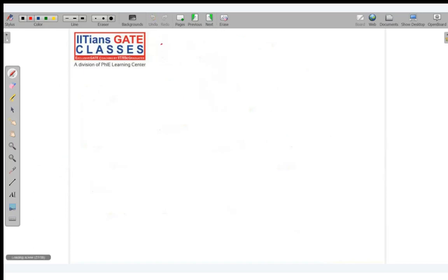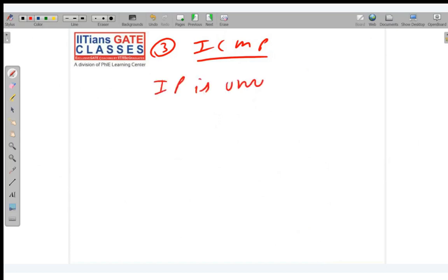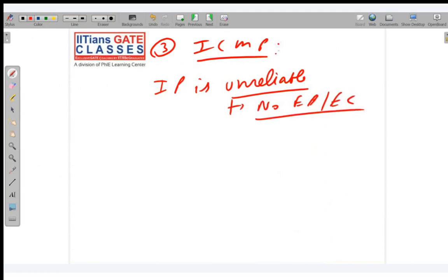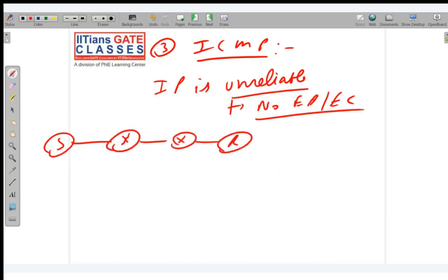Third is ICMP, Internet Control Message Protocol. I have told you that IP is unreliable. That means no error detection, correction and so on. Now the question arises: if the sender has sent this datagram to this router and then to the next router and then the receiver, and the router discards it, why has the router discarded it? There can be multiple reasons. We will come back to it later.